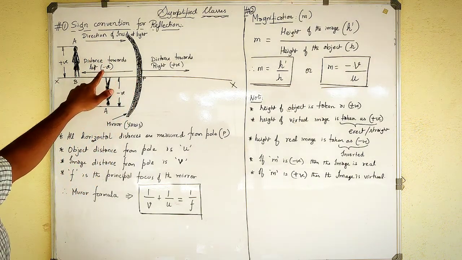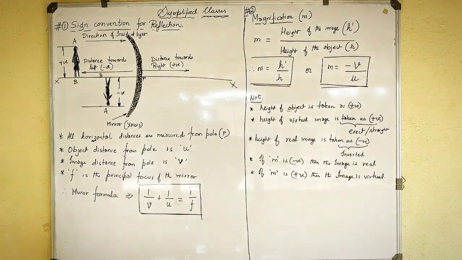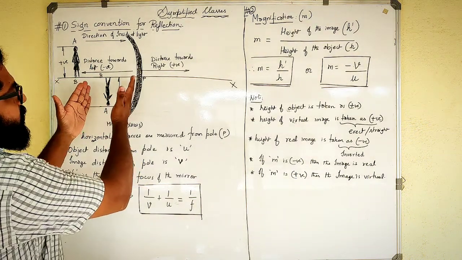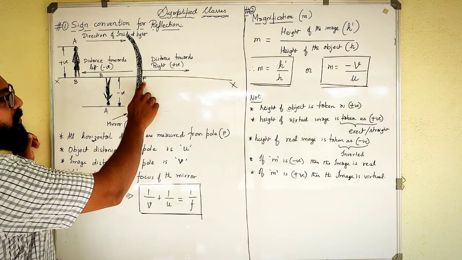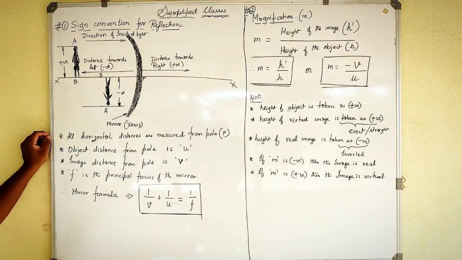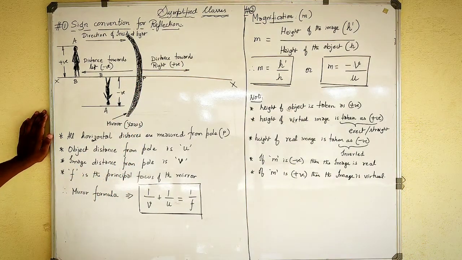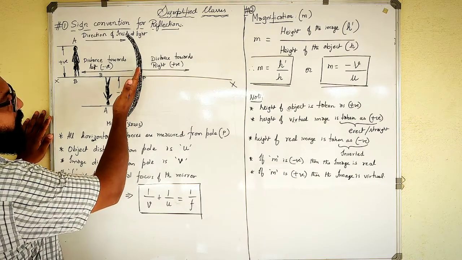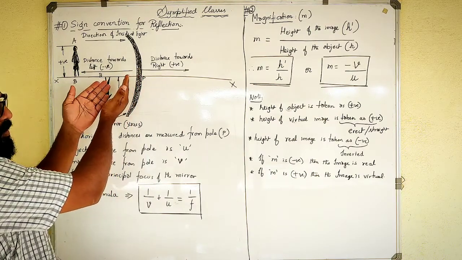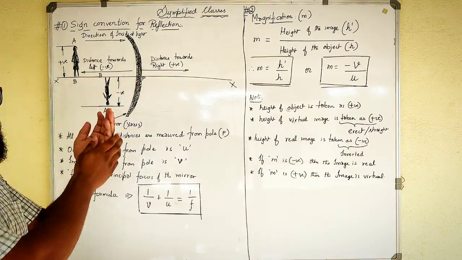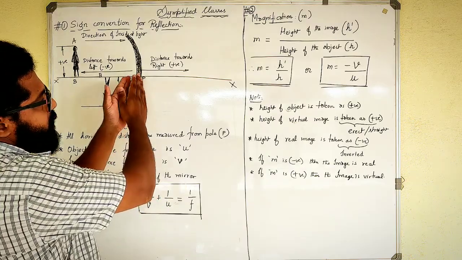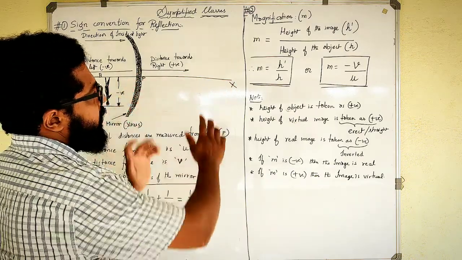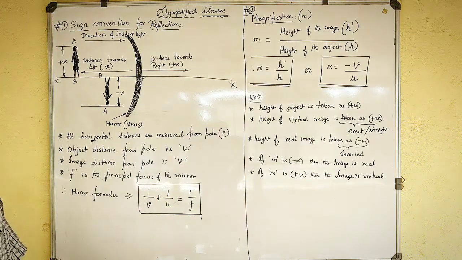In the x-axis, the distance towards the left-hand side is considered negative. Any distance I measure will always be measured with respect to the pole. The pole is the centermost point of the mirror. Whatever distance I find towards the left side is considered negative, and the distance found towards the right side is considered positive.